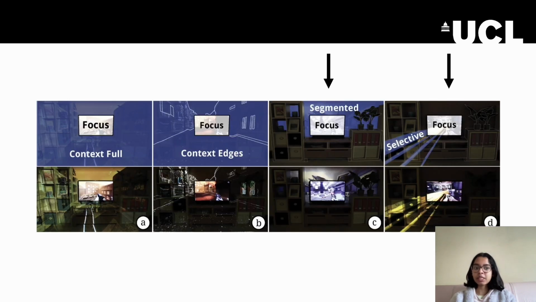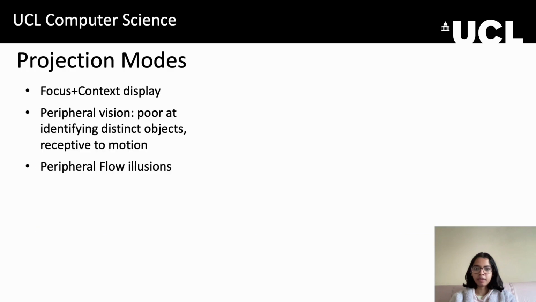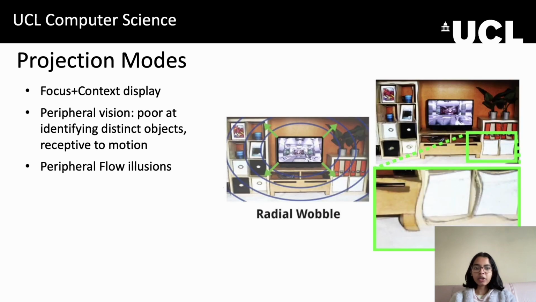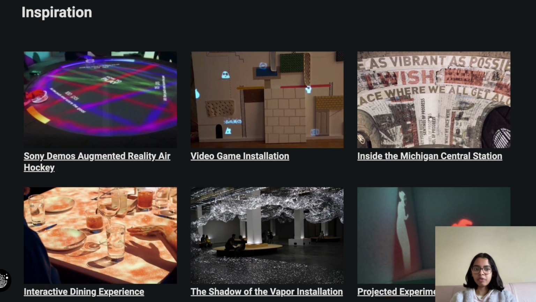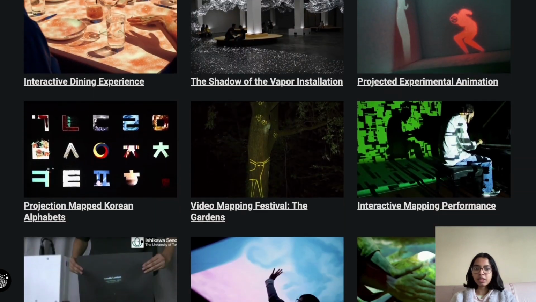From Illumiroom's user study, the focus plus context selective and segmented illusions were favorites, as they gave game content without distracting. Peripheral flow illusions use the motion of the game's camera when they couldn't access its source code. Among these, illusions like radial wobble and bounce were appropriately immersive. When generating ideas for our projection designs, the user study results will be used with the examples provided by Projection Mapping Central, referenced in the Illumiroom paper.